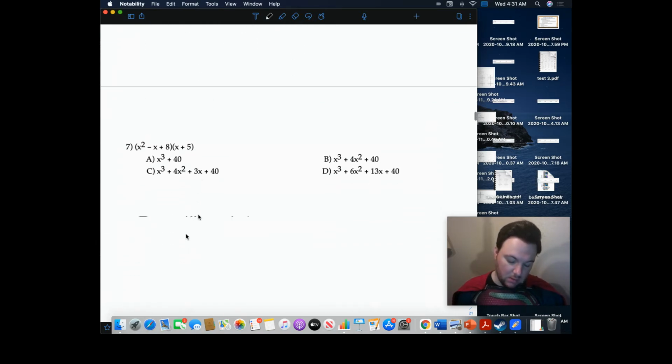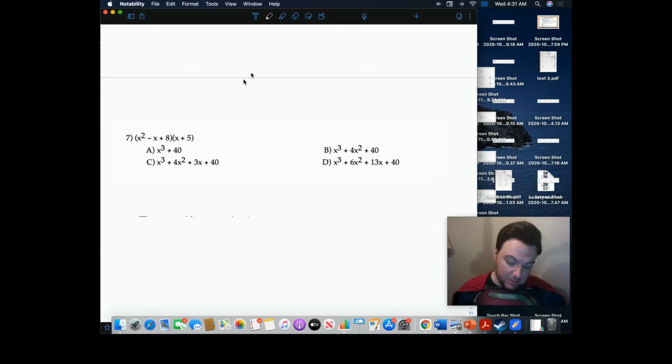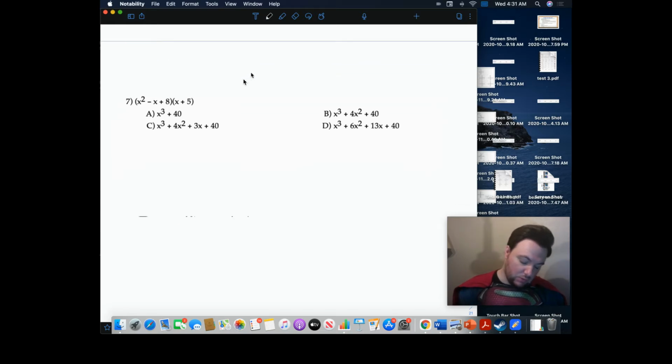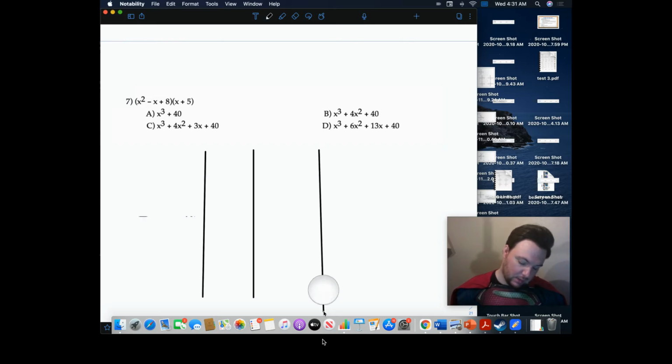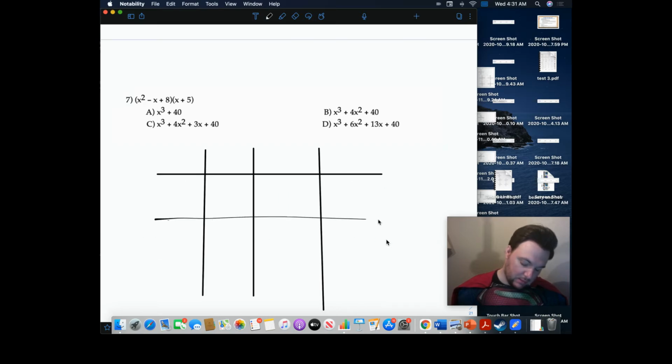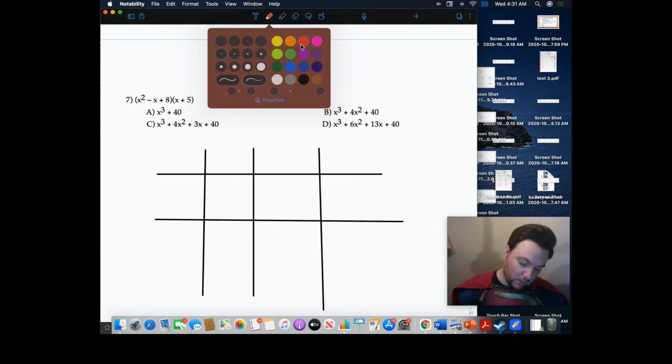Huh. Okay, number 7. So this is the one, if you decide to FOIL, that's perfectly fine. But what I advise you to do is to draw perfectly straight lines. No, I'm just kidding. What I advise you to do is this box method here with this. Because this box method helps you to stay super organized.